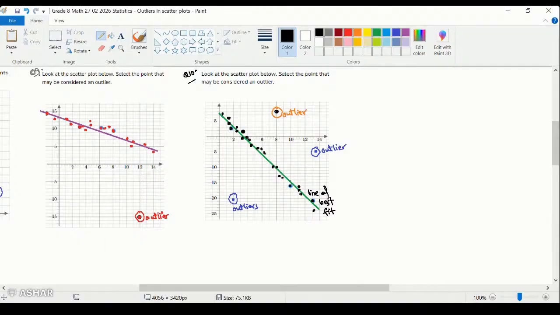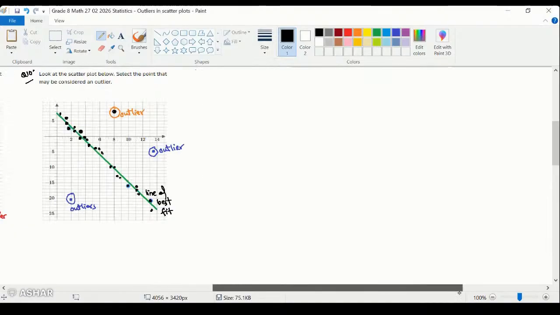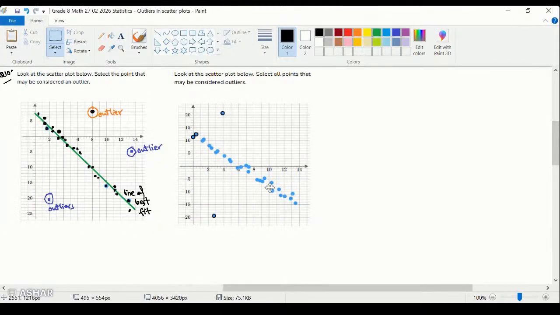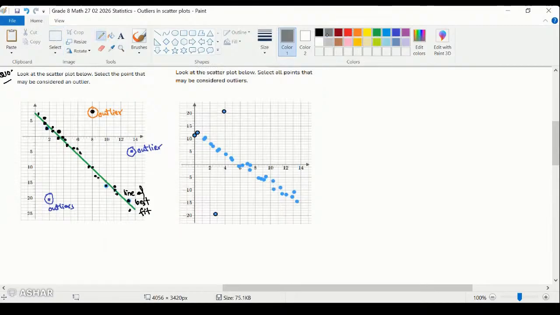Okay, let's have a look at another example. For the next question, the questions are very simple. We are just trying to identify. Okay, question number 11 has this information. Which points would be outliers?